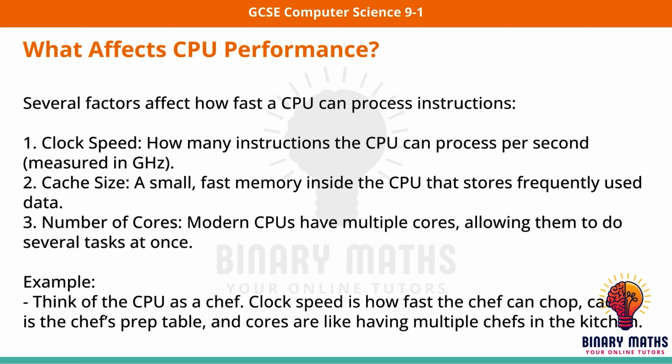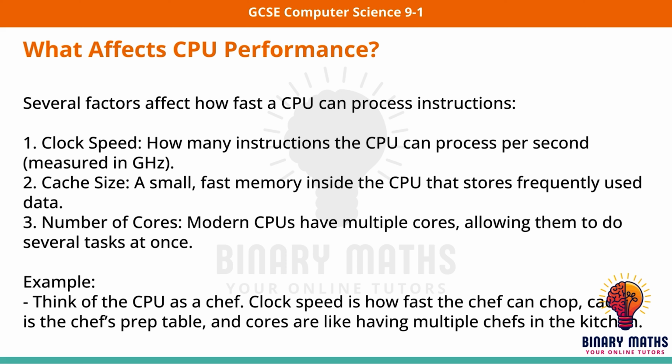The second is the cache size. This is a small, super fast memory inside the CPU that stores frequently used data. The bigger the cache, the less time the CPU spends waiting for data. The third is the number of cores. Modern CPUs have multiple cores, which are like having multiple brains inside one CPU. More cores mean the CPU can do more tasks at the same time.